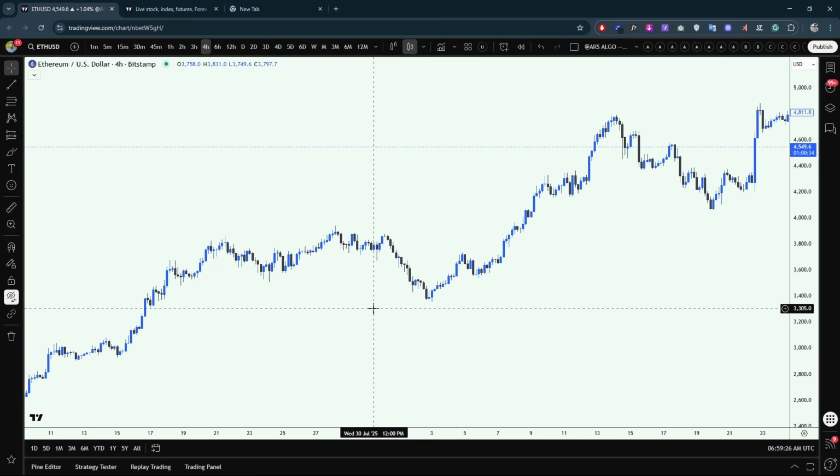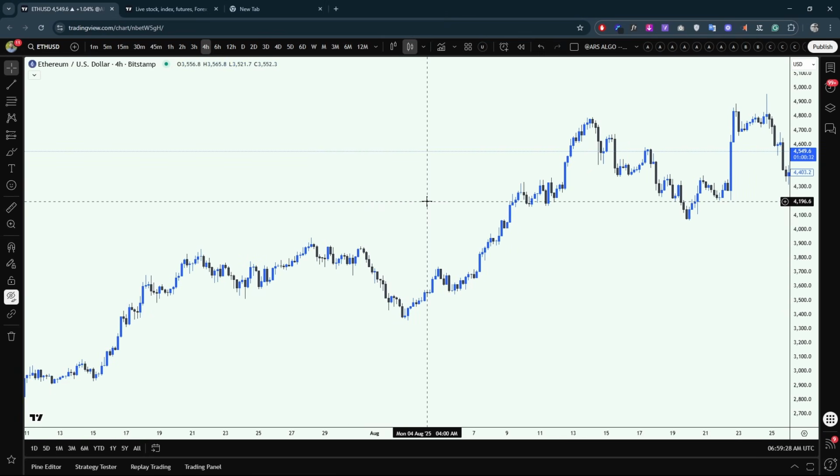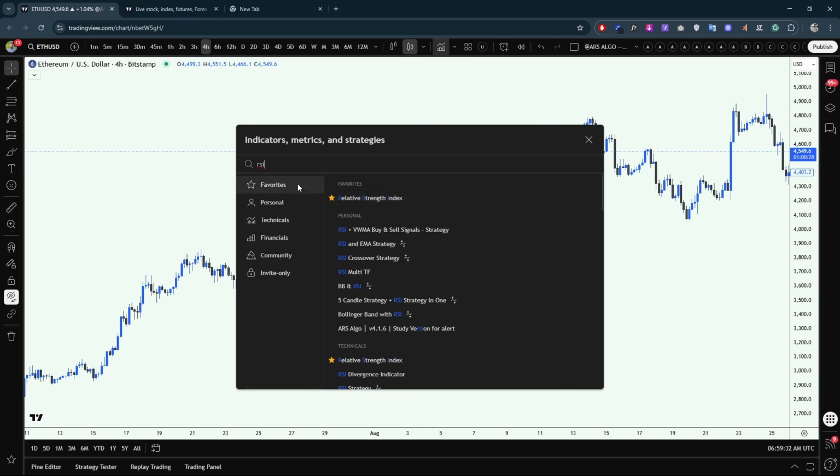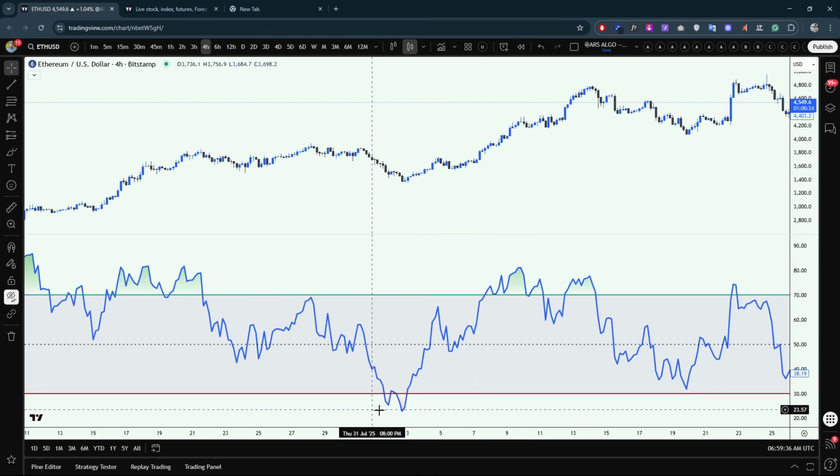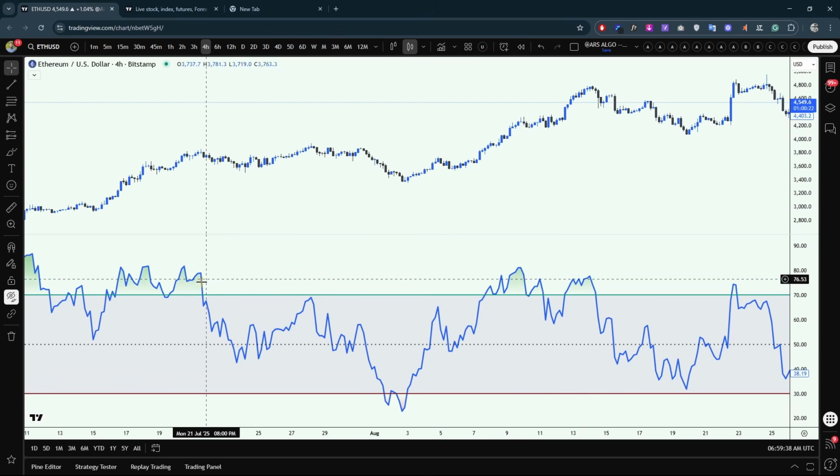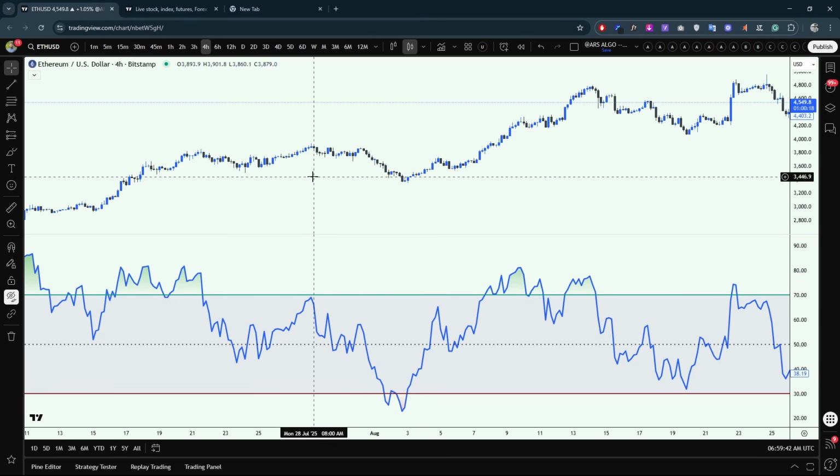Okay, now let's see how the strategy works. For the strategy, we need to use only one indicator, which is RSI. Just go to the indicator section and add the RSI indicator. So generally in RSI, we use the 30 level as oversold and the 70 level as overbought area. But in this strategy, we will use it in a different way.